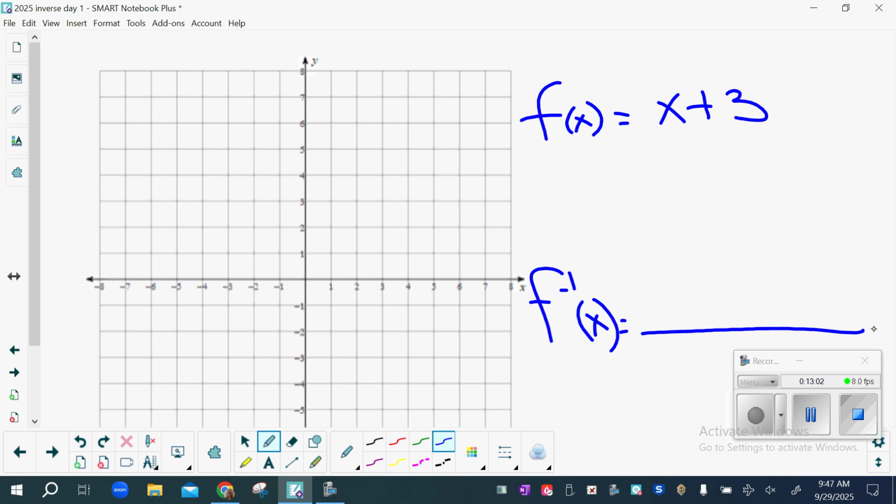And for a lot of people, this one's easier. Like, oh, I see it. It just flips over that line. But I have a hard time seeing it. I'm not very spatial. I'm visual. I'm not spatial.